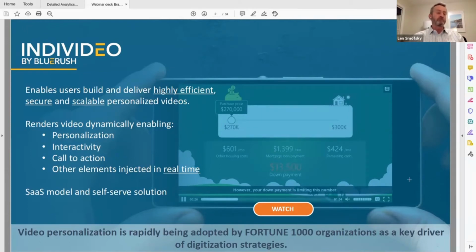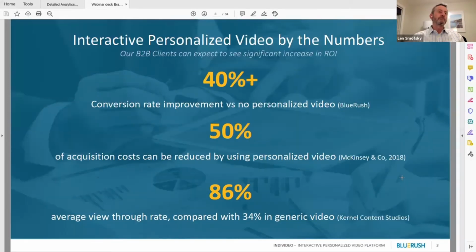Let's talk about ROI. What impact have your customers seen from using this technology?